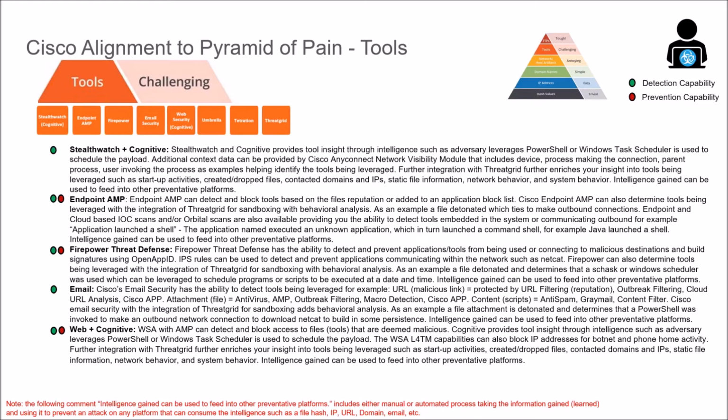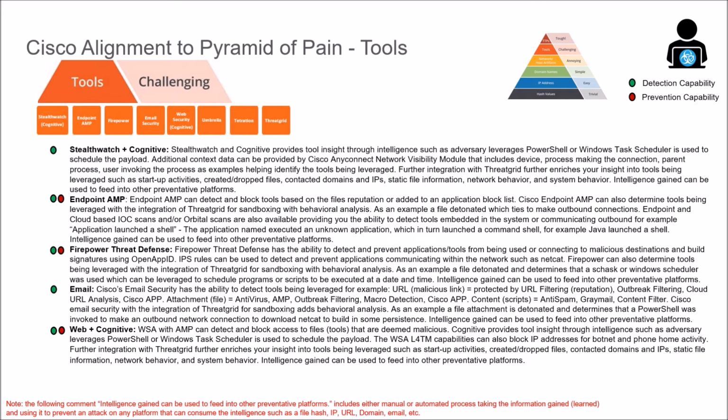Also, that SHA is going to be helpful in regards to the tool itself, because you could have a capability like Endpoint AMP that could detect that tool and quarantine that tool automatically. Further integration with Threat Grid further enriches the insight into these tools being leveraged, such as startup activities, created drop files, contacted domains, etc. So again, you're going beyond the tool and collecting data a little bit more holistically. But Threat Grid, because you can dump a file into a sandbox environment and understand its behavior, you might be able to identify the tool that's being used there.